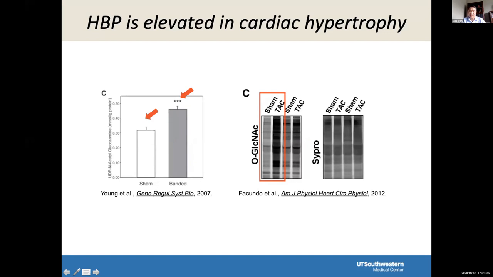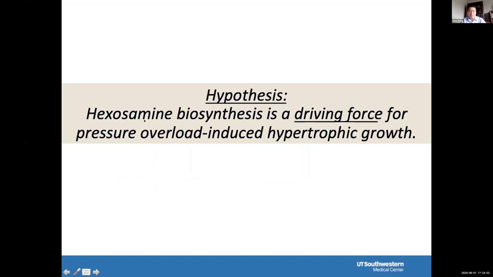So while these studies suggest a significant association between HBP and cardiac hypertrophic growth, I think one question remains to be fully answered: whether HBP is associative or causative in this process. Based on the preliminary data from our lab and previous findings from published literature, we came to a hypothesis. We hypothesized the hexosamine biosynthetic pathway is a driving force for pressure overload-induced hypertrophic growth. To address this, we first tried to associate HBP enzymes with hypertrophic growth.